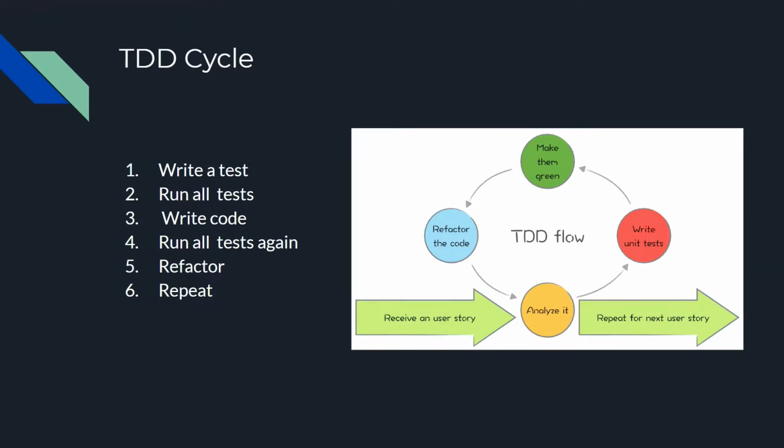If any of the tests fail in this step, you have to go back to writing code, and you will continue to go back from this step to step 3 as long as the tests don't pass. So it's a bit of a loop, and then once you finally get all the tests to pass, you move on to step 5, which is refactoring.